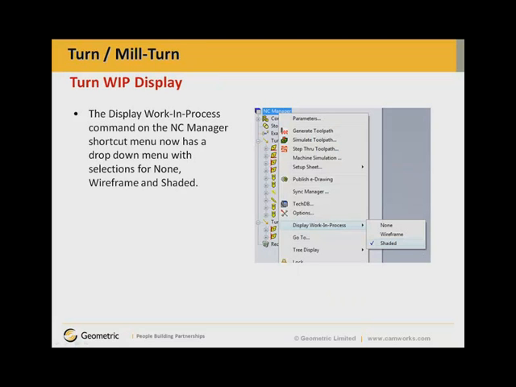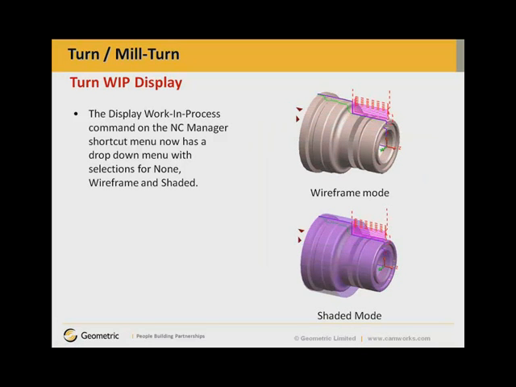Turn Whip Display. On a similar context, you now have the ability to change the display of work in process. The display options are available in the NC Manager when you right-click on it. If you do not want to display the work in process, then it can be set to none. Similarly, you can set the work in process display in wireframe and shaded mode. You can see from the image the display of work in process in wireframe and in shaded mode.